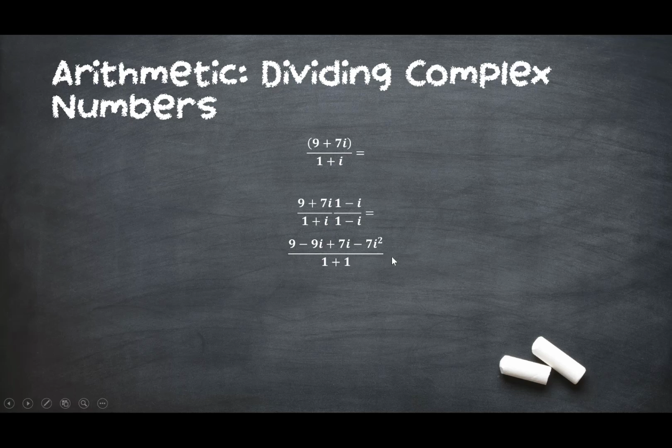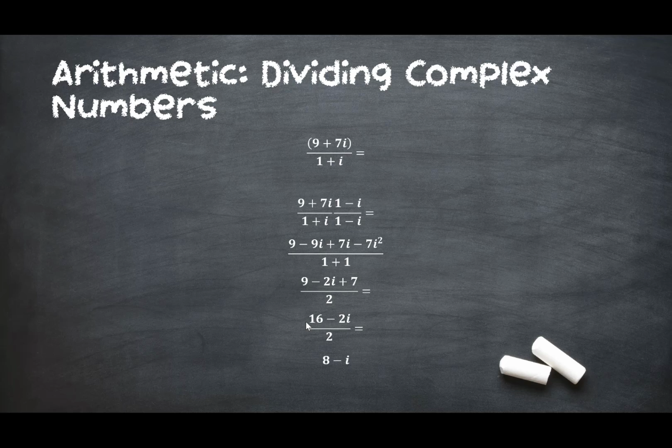So now we just clean up the top. I bring down this 9, and then minus 9i plus 7i gives me a grand total of negative 2i. And let's note that i squared is negative 1, so this comes down as plus 7. So 9 plus 7 is 16, minus 2i, divided by 2. I can factor a 2 out of the top, which leaves us with 8 minus i.